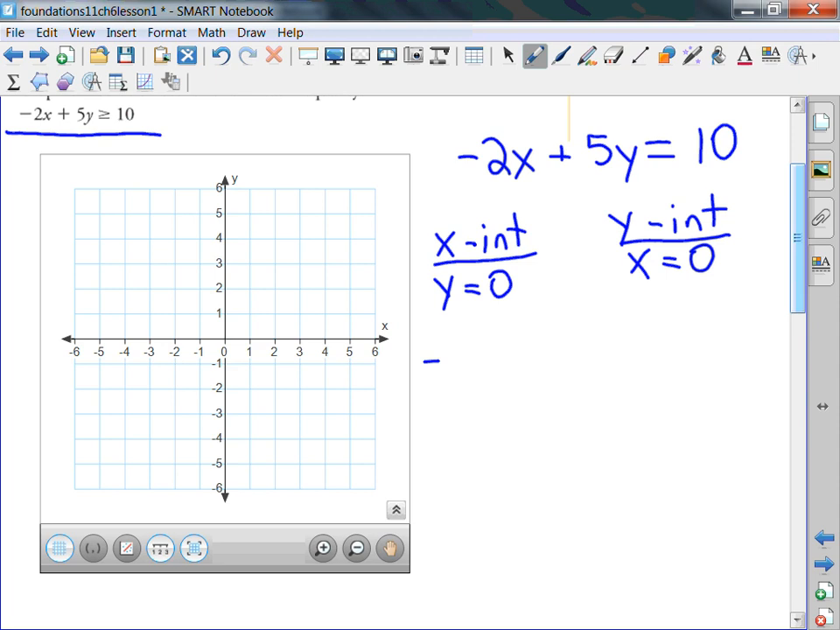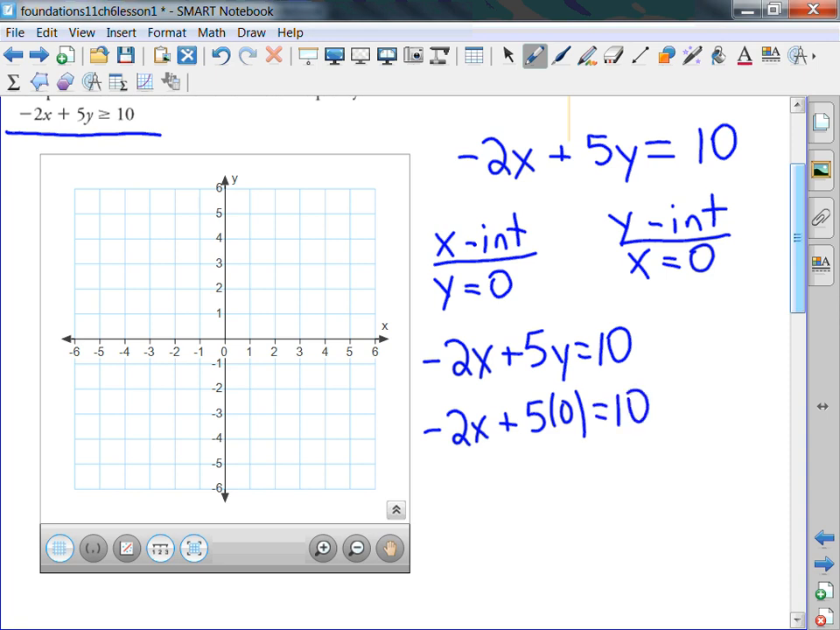So we'll start with the x-intercept. Negative 2x plus 5y equals 10 is our equation of the boundary. We're going to substitute y equals 0 to find the x-intercept. Negative 2x plus 5 times 0 equals 10. Of course, 5 times 0 is equal to 0, so that simply leaves us with negative 2x equals 10. We will isolate x by dividing by negative 2 to get our x-intercept of negative 5.